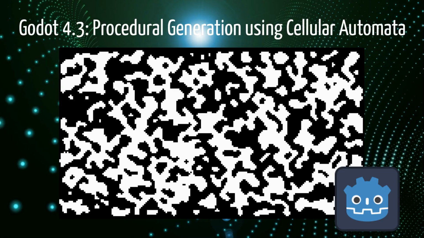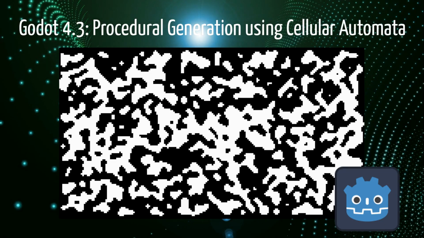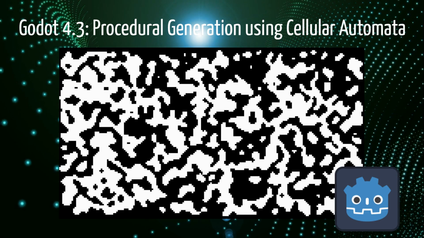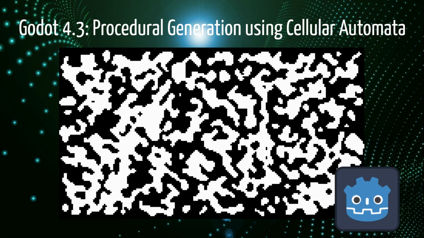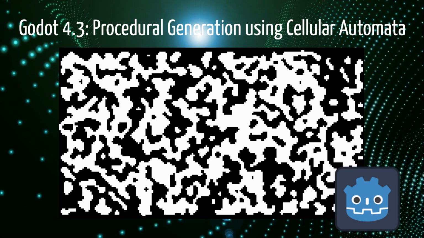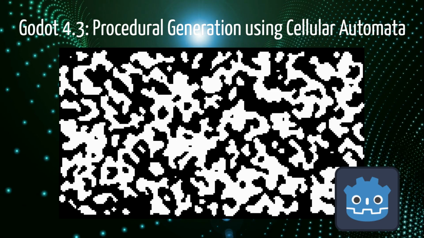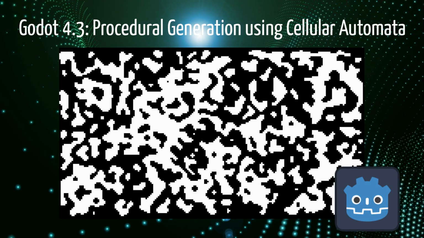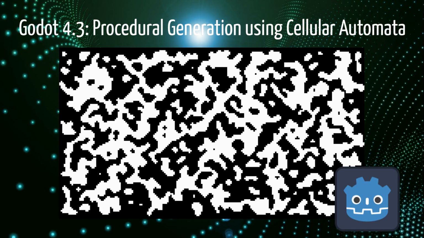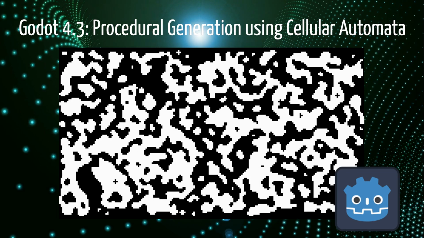Welcome to our Godot 4.3 tutorial on procedural generation using cellular automata. In this video, we'll create a 2D cave-like structure using simple ColorRect nodes. It's a powerful method that can add variety, replayability, and randomness to your game worlds. The full code we're using today is linked in the description.